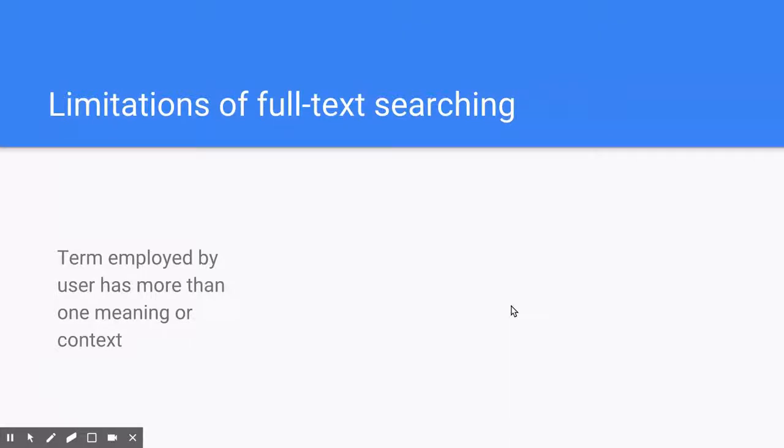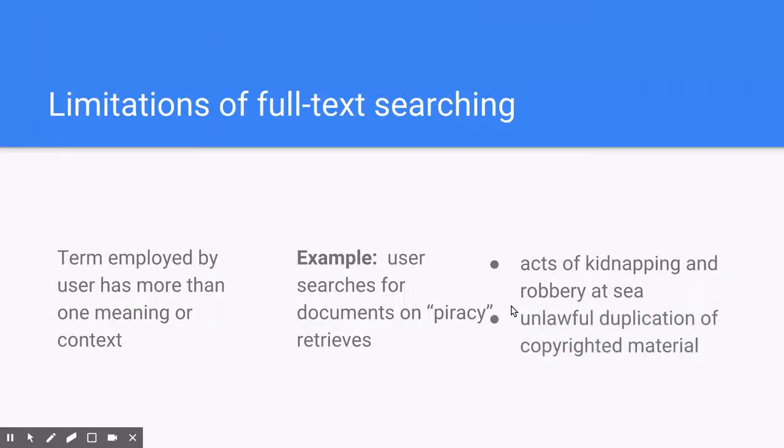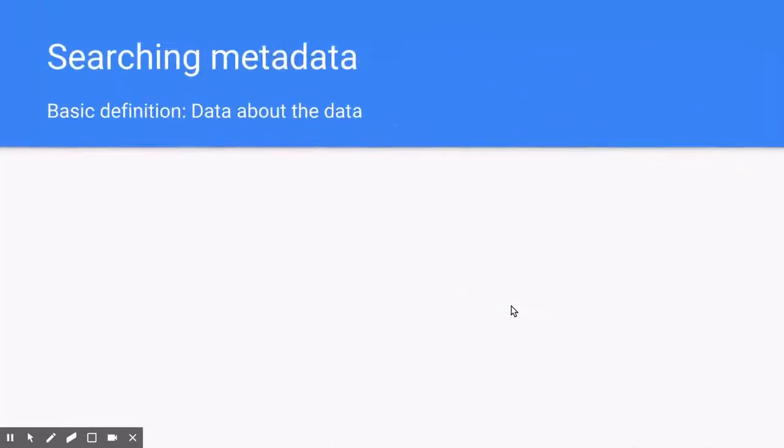You also have to keep in mind that sometimes a term that's employed by a user has one or more meanings. For instance, when you type in the word piracy, sometimes you're going to get acts of kidnapping and robbery on the seas, which is certainly what we're looking for. But you're also going to get a lot of clutter about copyrighted materials, which we don't want, right? So we have to be careful in our use of terms. So how do we get around that?